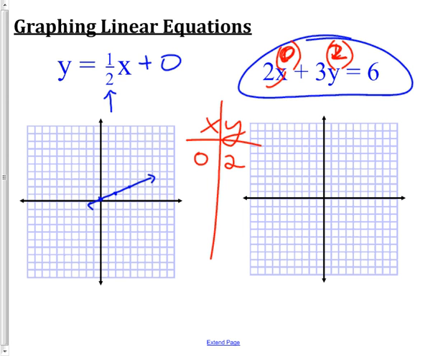Got another one? X is 3, Y is 0. I'm going to double check you. If I stick in a 3 here and a 0 there, 2 times 3 is 6. 3 times 0 is 0. Perfect. And there's got to be one other point at least.